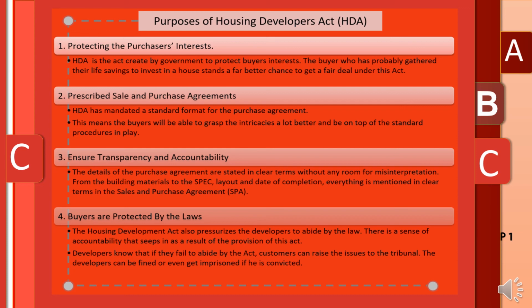Third is ensuring transparency and accountability. For starters, it brings a certain degree of transparency to the whole deal. The details of the purchase agreement are stated in clear terms without any room for misinterpretation. So from the building materials to the spec, layout, and date of completion, everything is mentioned in clear terms in the sale and purchase agreement.